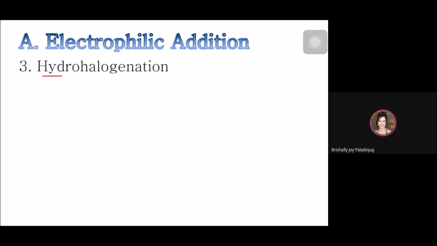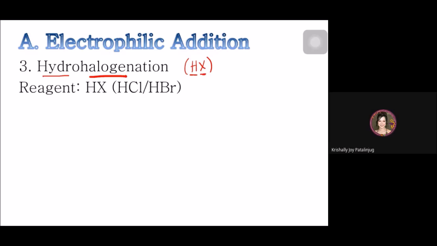Let's have hydrohalogenation. Hydro, so there is hydrogen. Then you have a halogen. So, in hydrohalogenation, the reagent we need is HX, where H is hydro and X is for halogen. That is the general formula of the reagent we need to add during hydrohalogenation. So, the specific reagents are the following acids.